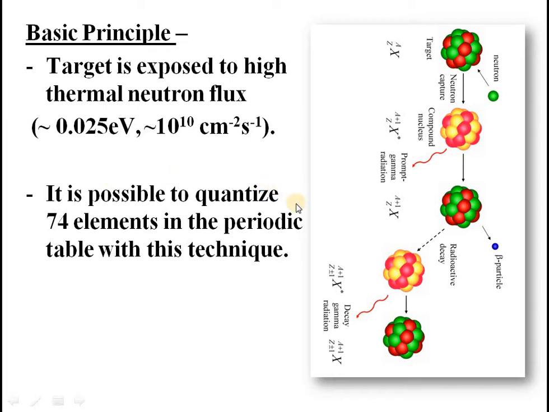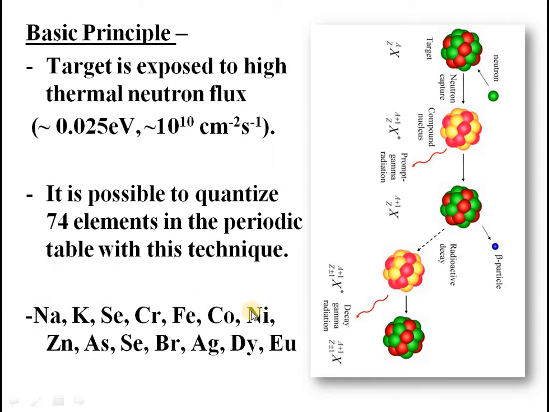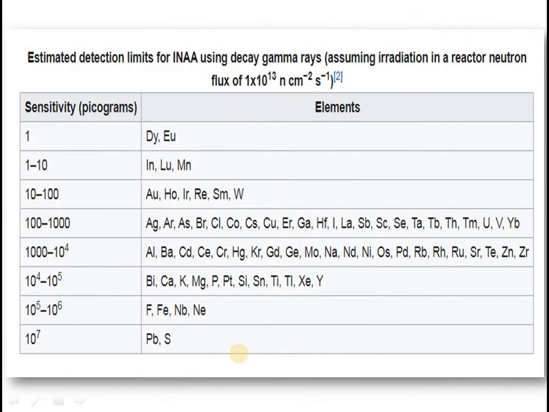Another interesting, striking feature of the NA technique is that it is possible to quantify around 74 elements in the periodic table with this technique. These are some of the typical elements that are quantified or analyzed using NA. The exhaustive list of the entire 74 elements is shown, beginning with dysprosium, europium, and so on, ending with lead and sulfur. Their sensitivities are given. If dysprosium is present even at 1 picogram, it is analyzable. That's the meaning of this.